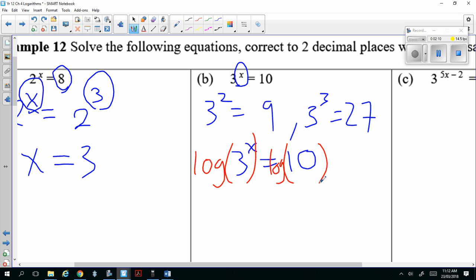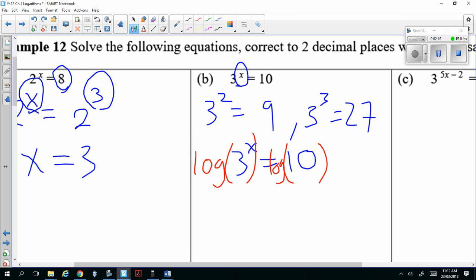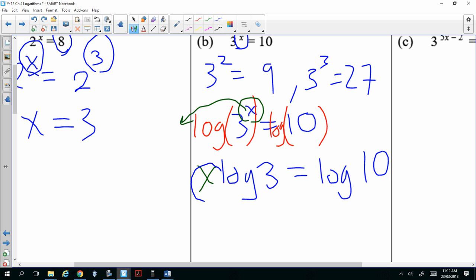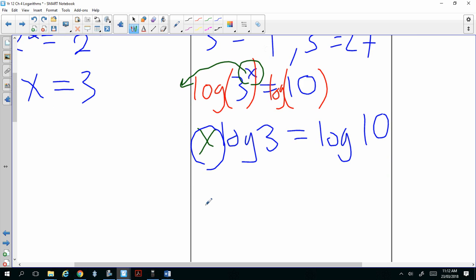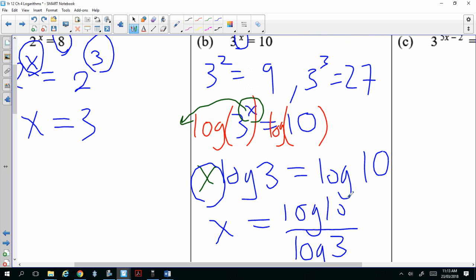And why do we log? It's really due to the fact that once we log something, the x goes down, using the log law we learned from yesterday. So x log 3 equals log 10. You have to write it down. Then we can make x the subject. How do we make x the subject? We divide by log 3, so x is log 10 over log 3. That's why we learn log, so we can solve these exponential equations.